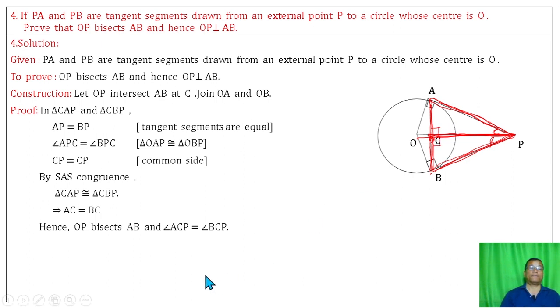But angle ACP plus angle BCP is a linear pair of angles. So angle ACP equal to angle BCP, each being equal to 90 degree. Hence OP is perpendicular to AB. Hence proved.